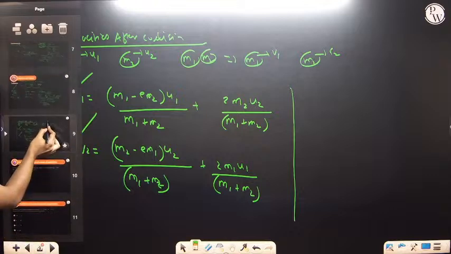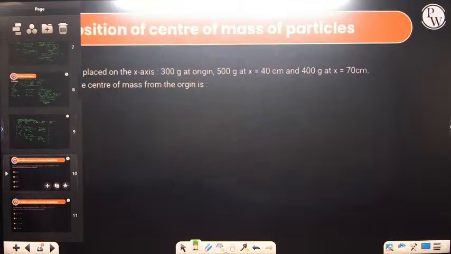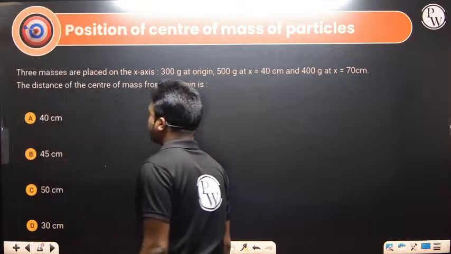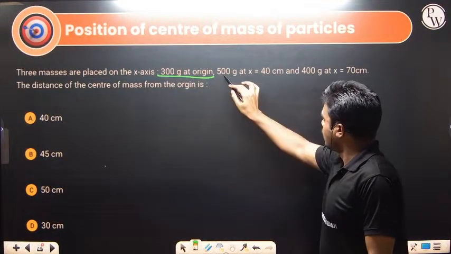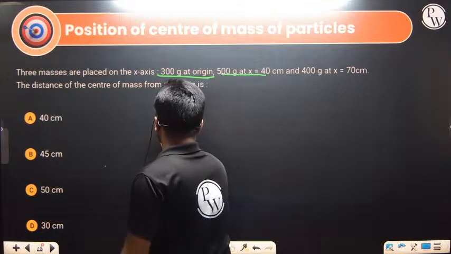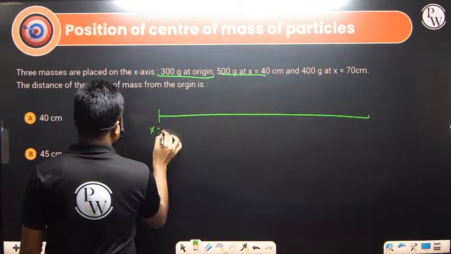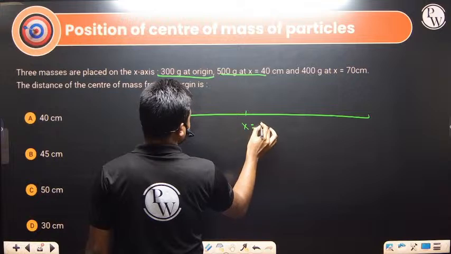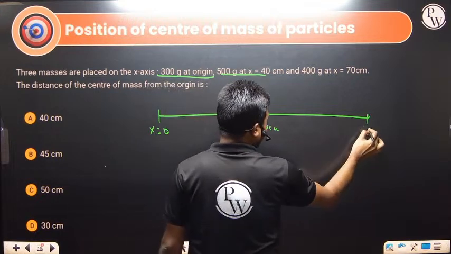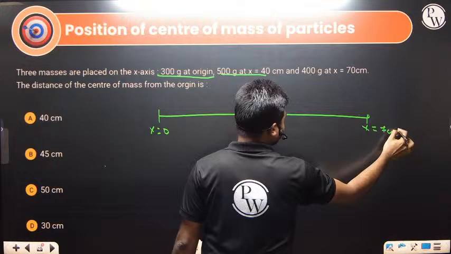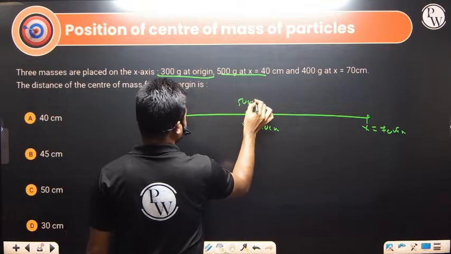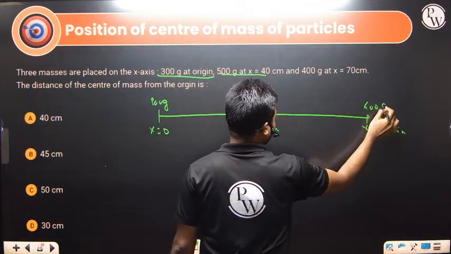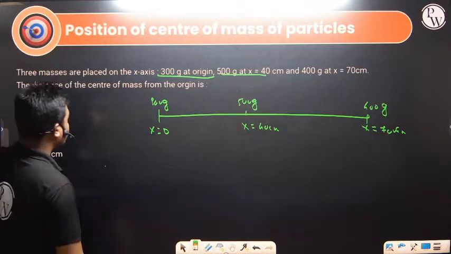Moving next, let's solve some problems from center of mass. Here three masses are placed on the x-axis. First is 300 gram at the origin, x equals 0. Second is 500 gram at x equals 40 centimeter. And third is 400 gram at x equals 70 centimeter. They're asking for the position of the center of mass from the origin.